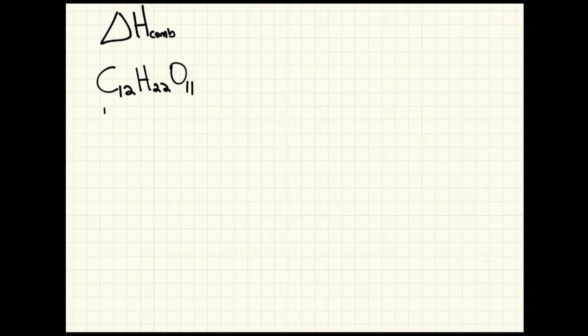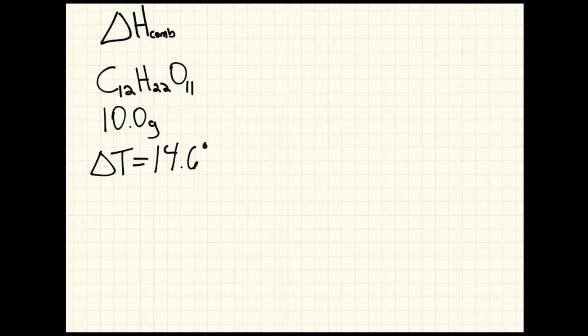And suppose we had a 10-gram sample of sucrose. And suppose we wanted to put it inside a bomb calorimeter and push the button, let it go, and measure the temperature change that happened inside that calorimeter. So suppose we did that. And suppose we measured that temperature change and it worked out to be something like 14.6 degrees Celsius. So this would be the amount of temperature change. Suppose the calorimeter was somewhere around 20 degrees and then it went up to 34.6, right?